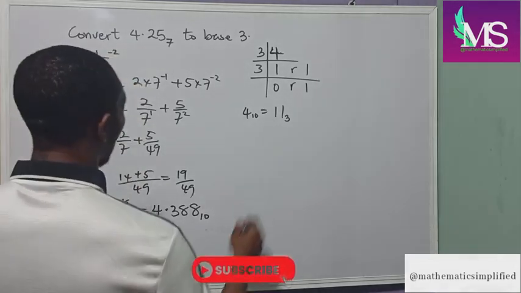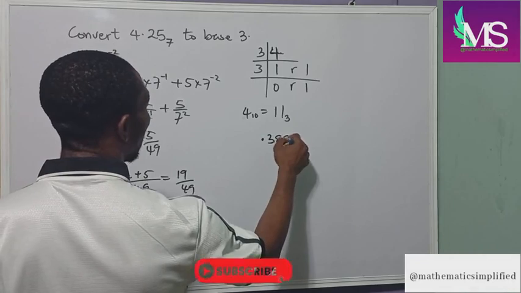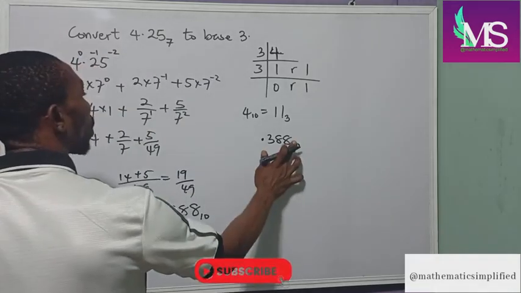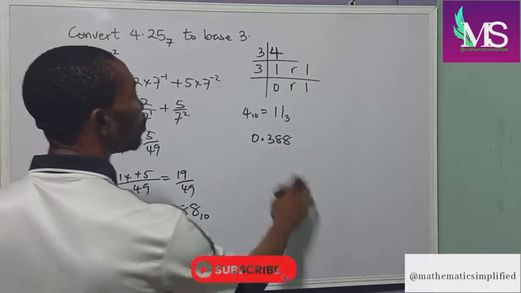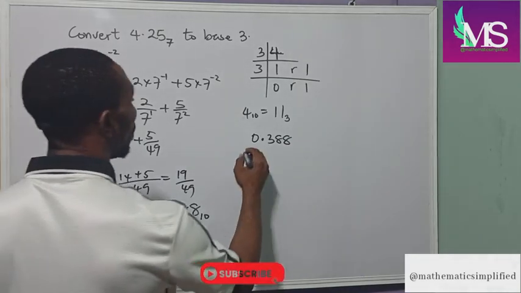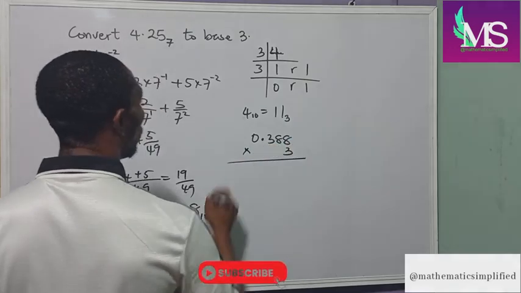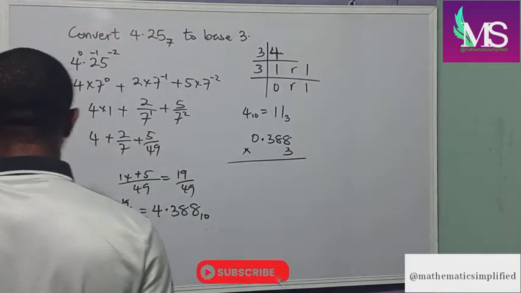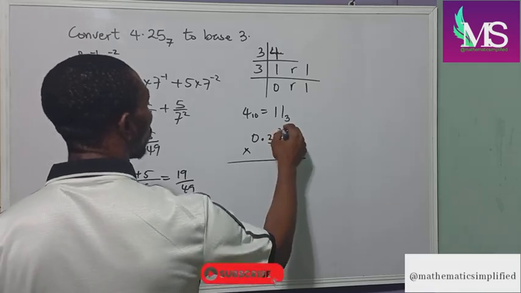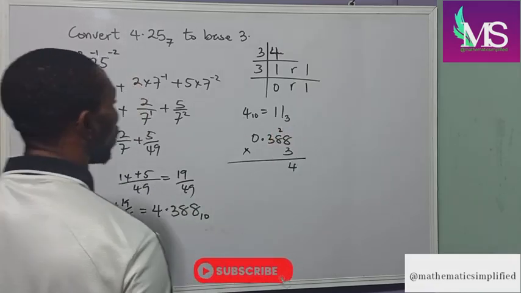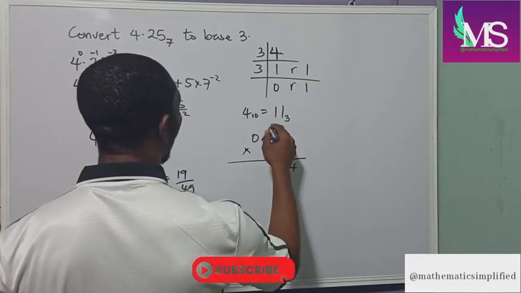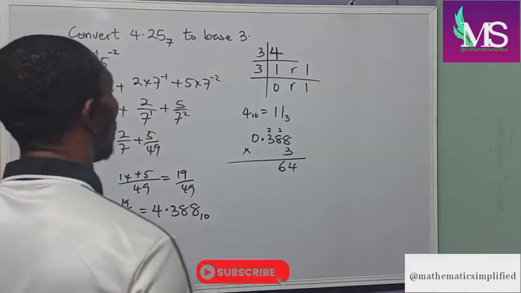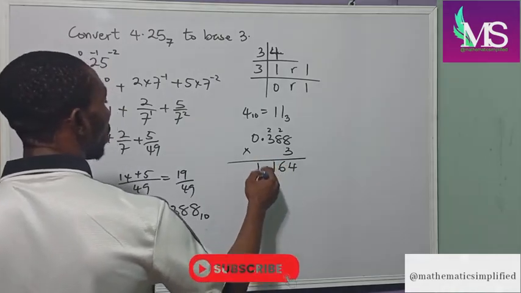Now let's look at converting our 0.388 base 10 to base 3. Remember that when we are converting our decimal to a base, we multiply by the base which we are converting it to. So 3 times 8 would give us 24. So we write down 4, carry 2. Another 3 times 8, 24 plus 2, 26. Write down 6, carry 2. 3 times 3, 9, plus 2, 11. Write down 1, carry 1.